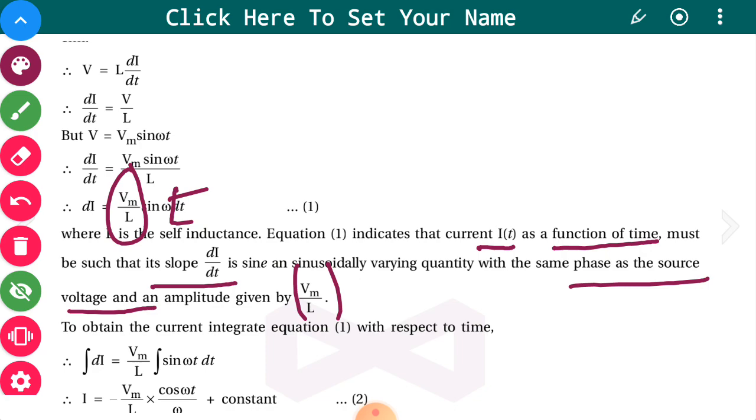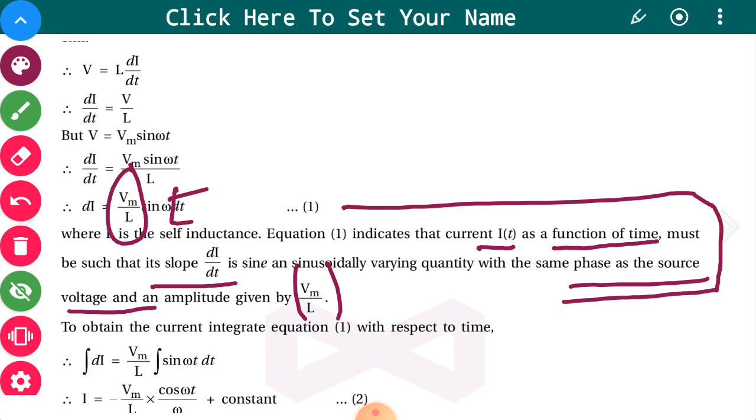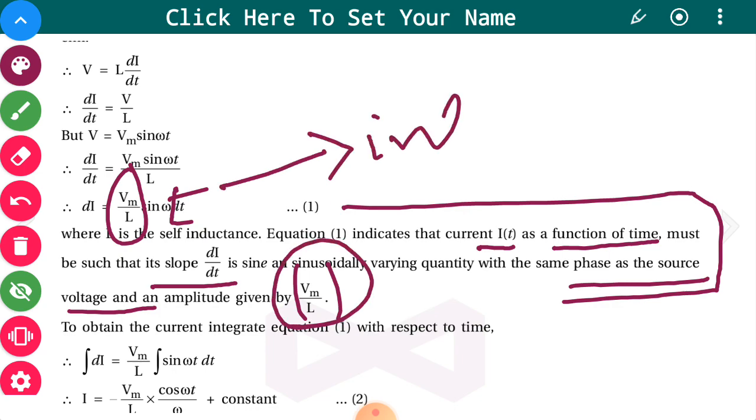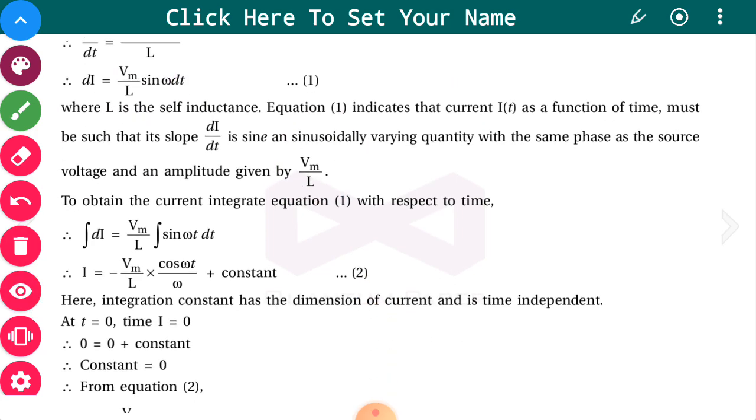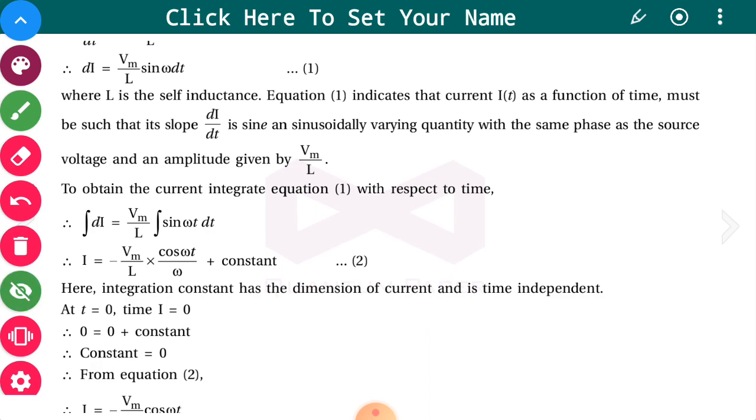Now we just integrate. If you do not write this in your answer, it will do. You just have to mention that the amplitude of the current is Vm upon L, and take the integration of equation number 1. So what will you get? You just integrate on both sides. The integration sign is placed. Sin omega t dt is the function whose integration we have to take.